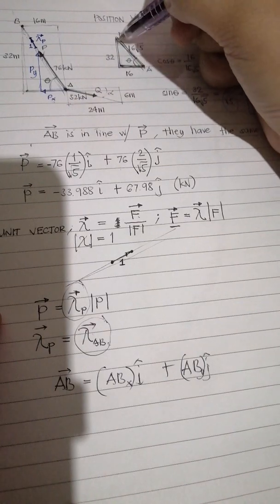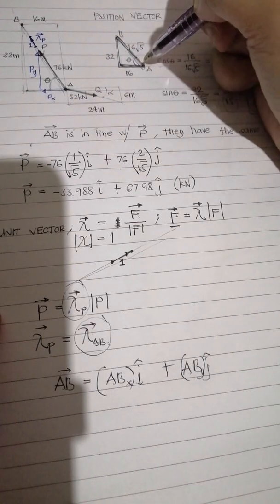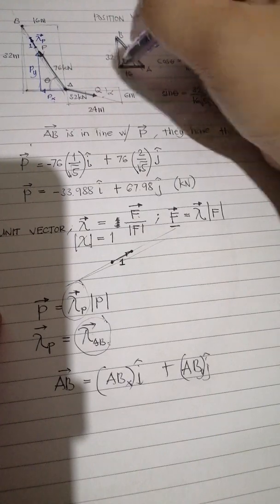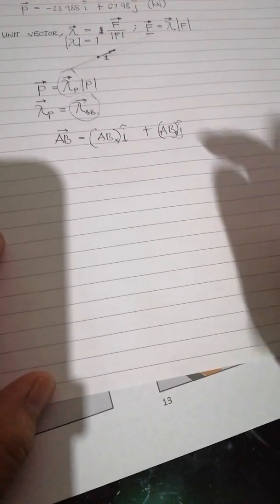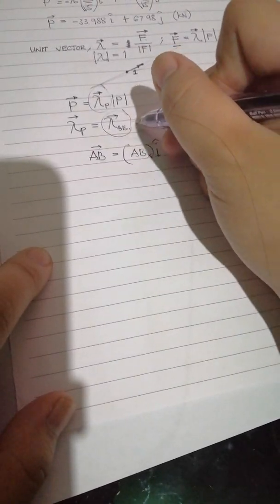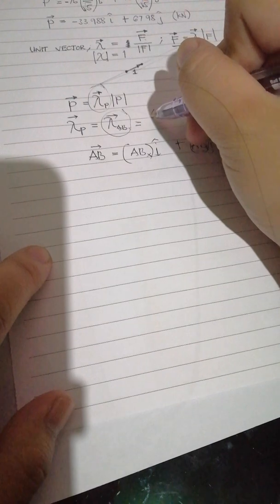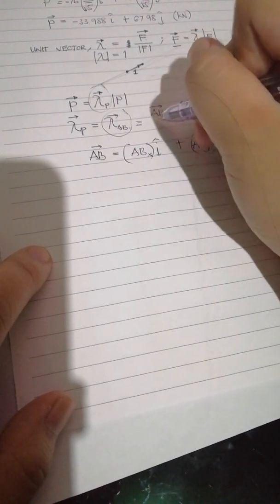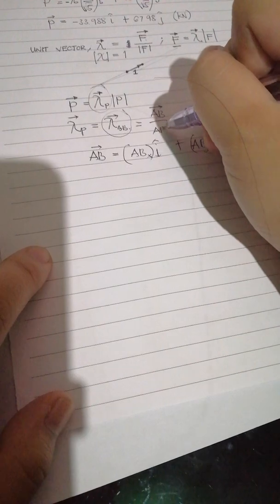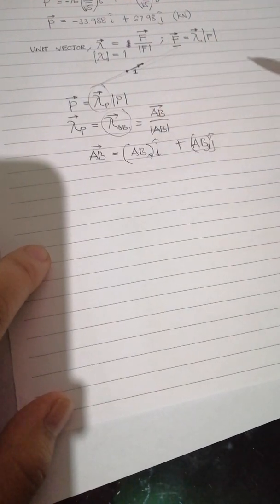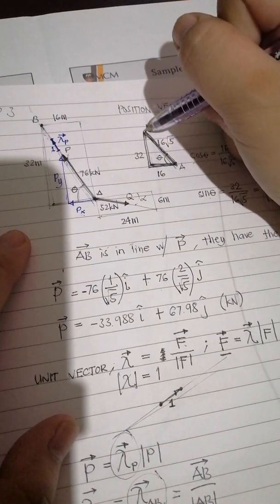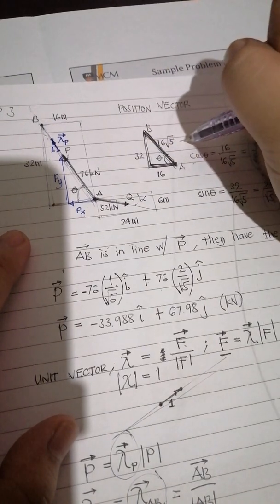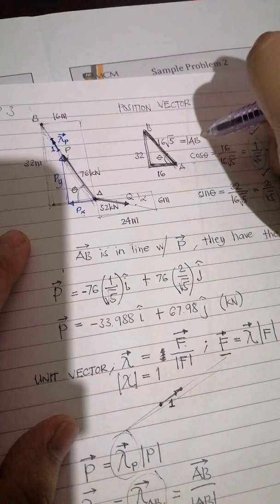Position vector AB has a unit vector of X component of 16 and Y component of 32. So, therefore, this is equal to the vector itself divided by the magnitude of vector AB. Anong magnitude ng vector AB? The length of AB itself, or the distance AB itself. Therefore, magnitude of AB is 16 square root of 5.